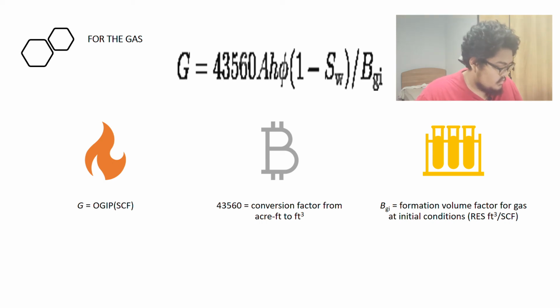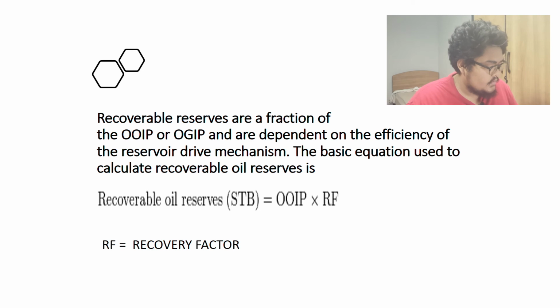Recoverable reserves are a fraction of the OOIP or OGIP and are dependent on the efficiency of the reservoir drive mechanism. The basic equation used to calculate recoverable oil reserve is: recoverable oil reserve, in STB, equals OOIP times RF, where RF is the recovery factor.